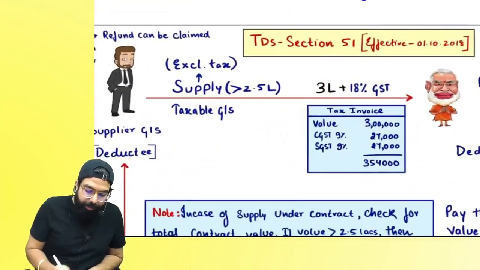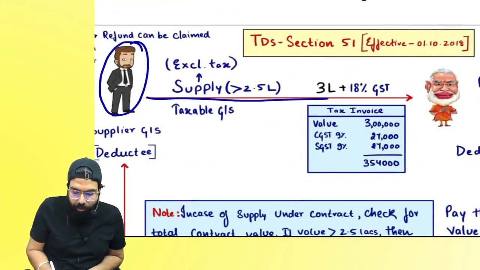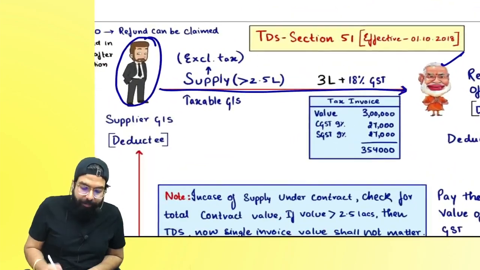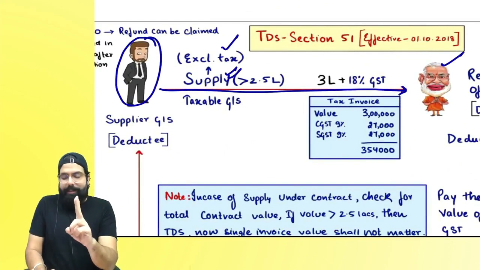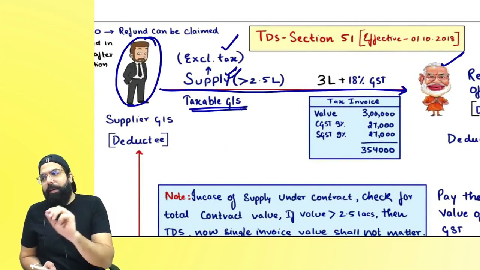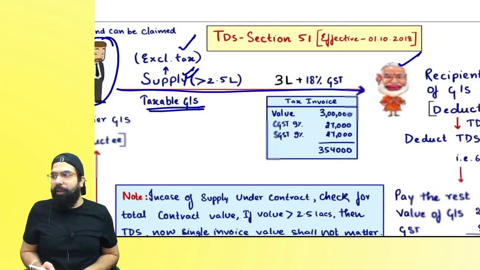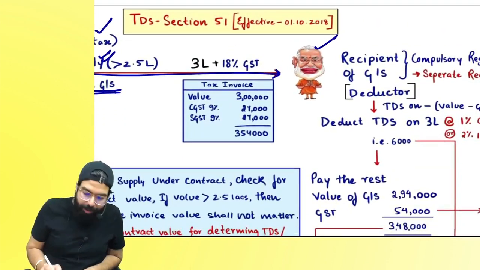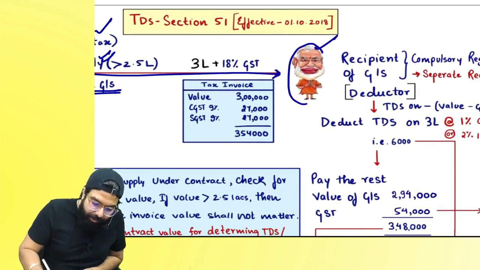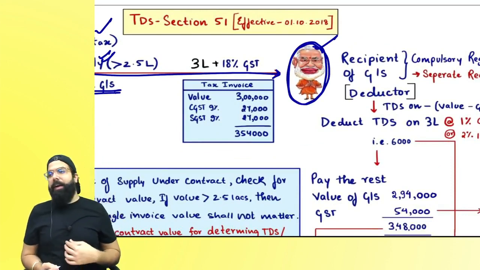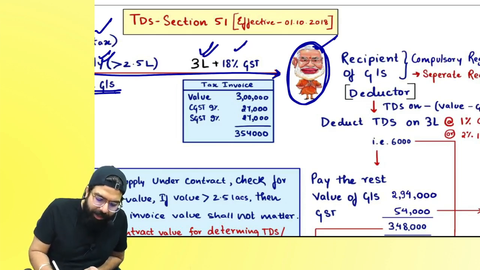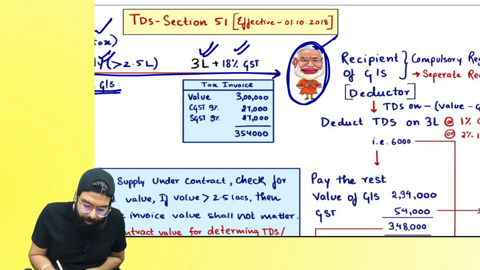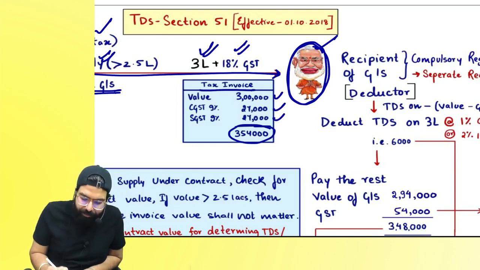Now everyone, whenever there is a supplier who is supplying to a government department, if number one, the value of supply is greater than 2.5 lakh excluding the GST amount and relating to taxable supply of goods and service, then the recipient, that is the deductor, has to deduct TDS. Everyone, for example, 3 lakh rupees plus 18% GST. So you will see the invoice as 3 lakh plus 54,000, that is 3 lakh 54,000.